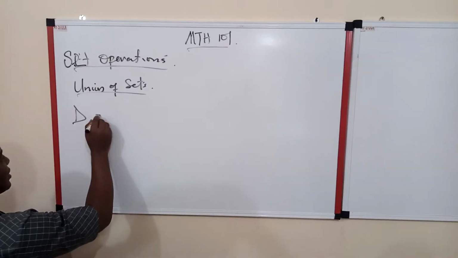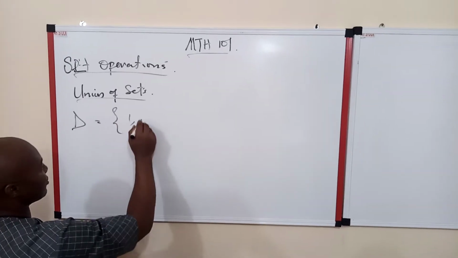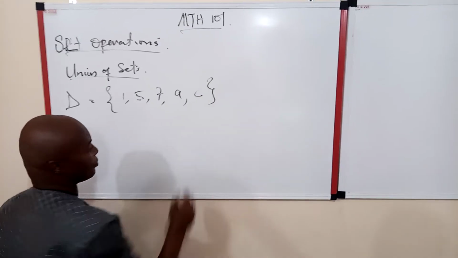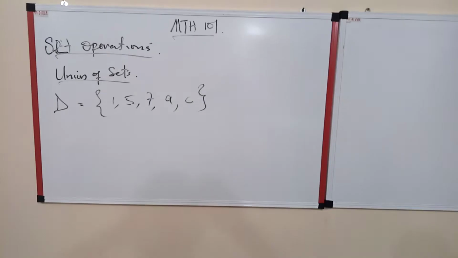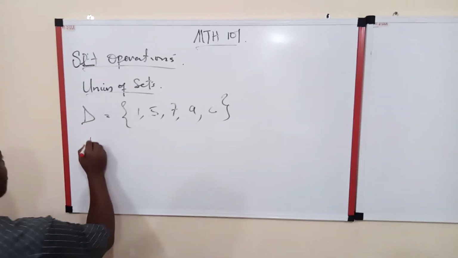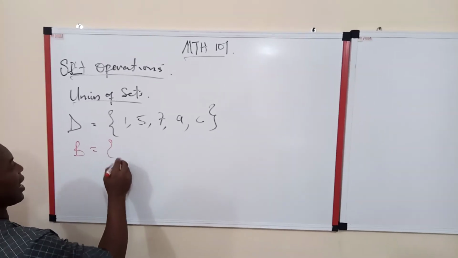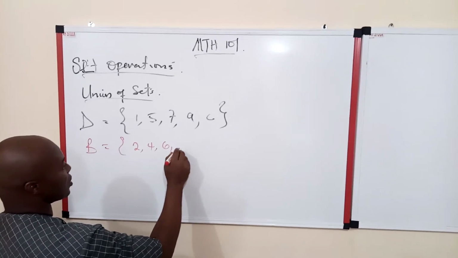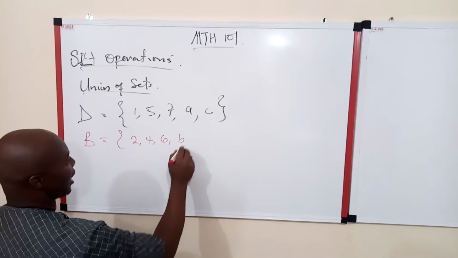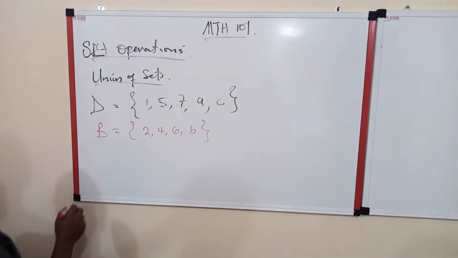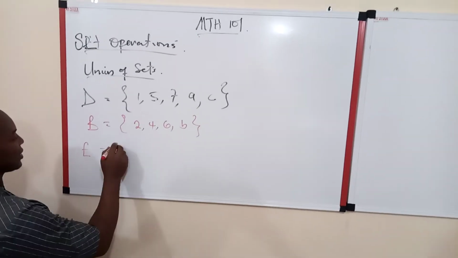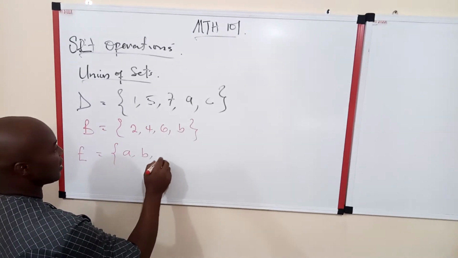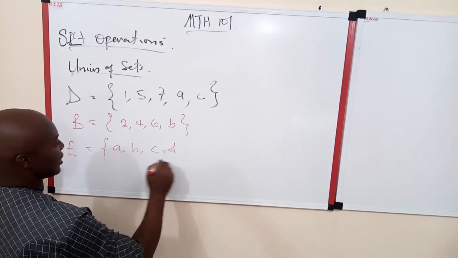Let's say we have a set D where its elements are 1, 5, 7, A, and C. Let's say we have another set, say B, where the elements are, say, 2, 4, 6, and B. Let's consider another set, set E, where the elements in set E are, let's say, A, B, C, and D.